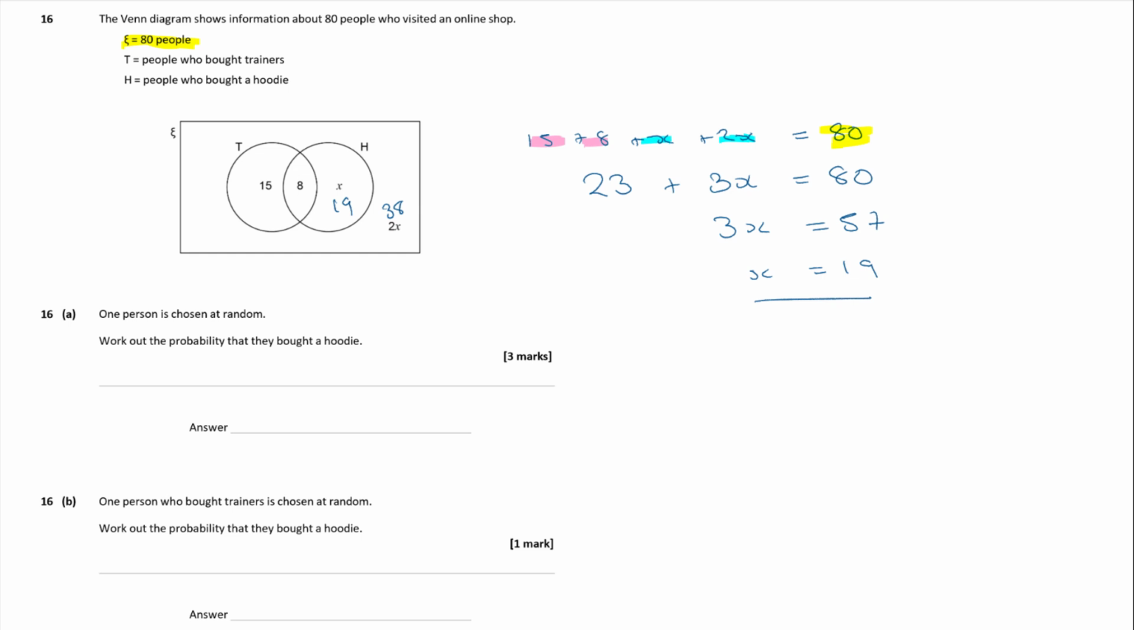Work out the probability that they bought a hoodie. So bought a hoodie is anyone inside this circle here. Then that's bought a hoodie, isn't it? Of which there were 8 in there and 19 in there. So altogether there's 8 plus 19. So the probability of hoodie is going to be 8 plus 19 over how many people are there altogether? Well, there are 80, aren't they? So I'm picking from 80. So 8 plus 19 is 27. It's going to be 27 over 80. That's my answer, 27 over 80.